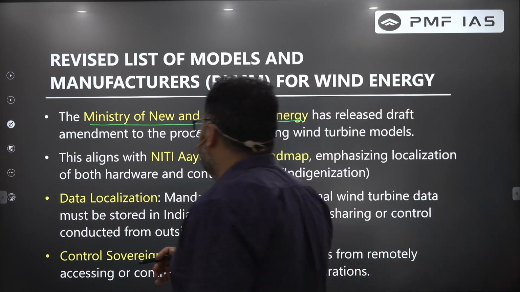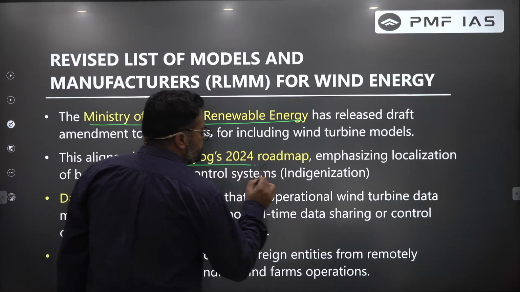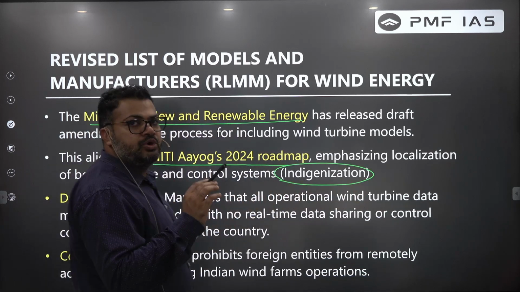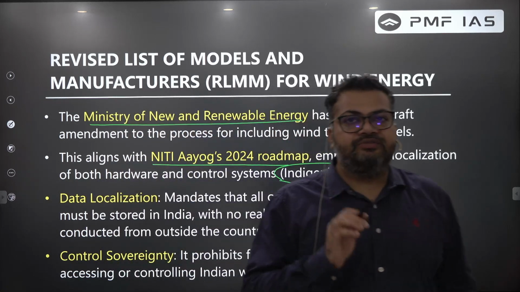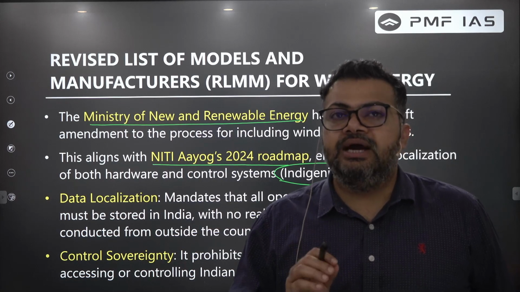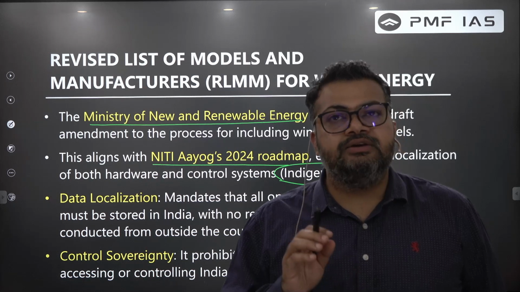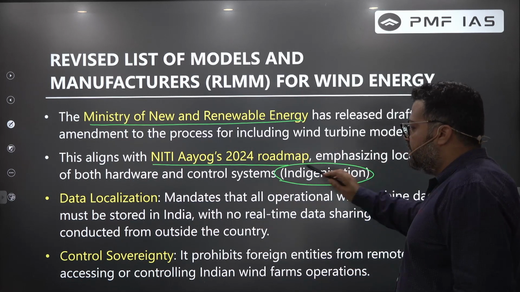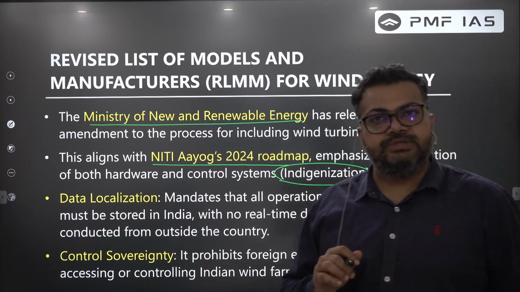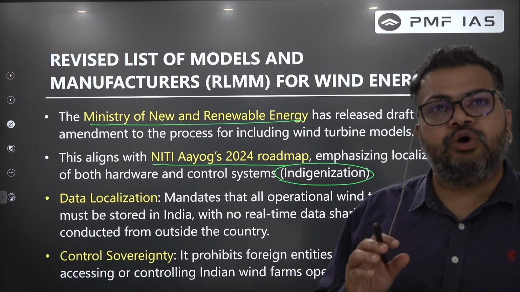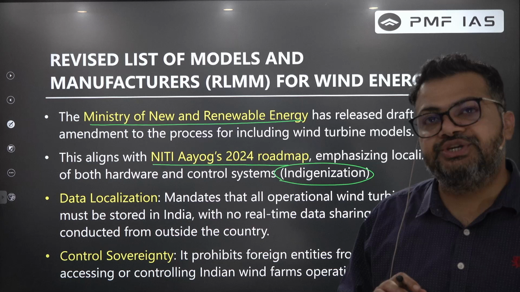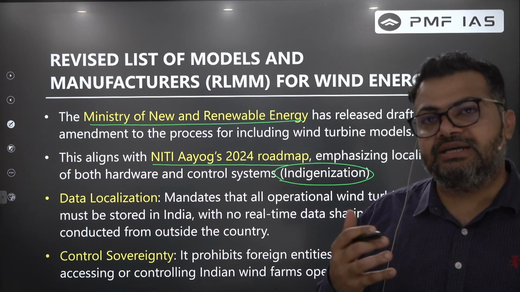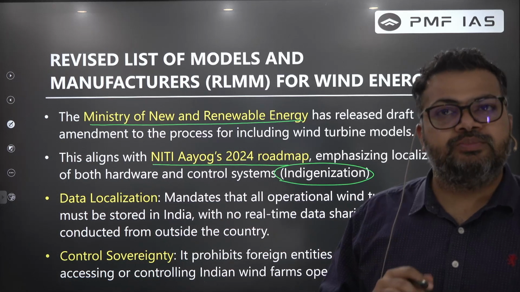Now, this basically is in line with Niti Aayog's 2024 roadmap for promoting indigenization, more and more localization, in the manufacturing of hardware and control systems. Niti Aayog came up with a roadmap in 2024 asking for initiatives so that we can indigenize both manufacturing of hardware and control systems. So this has been the objective. The purpose of this revised list of models and manufacturers for wind energy is mainly to promote indigenization of technology. Got it?